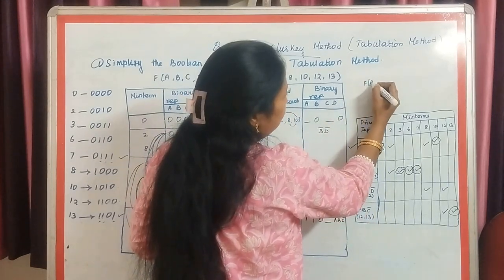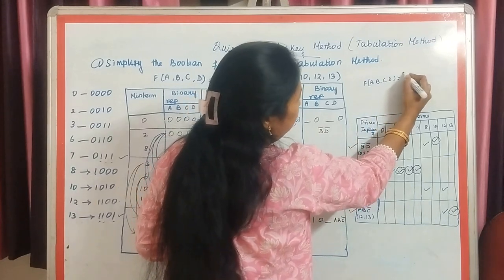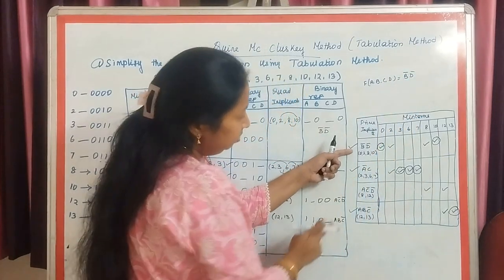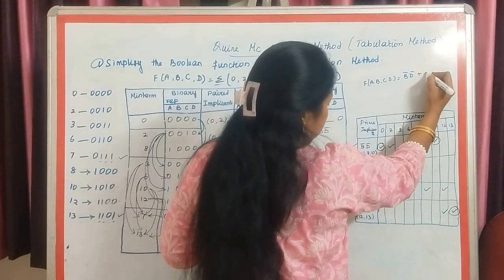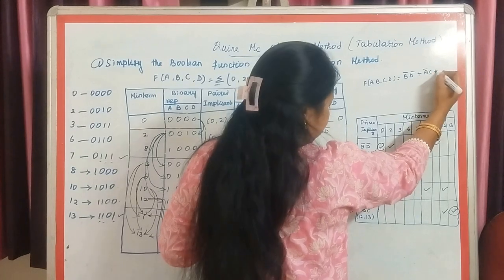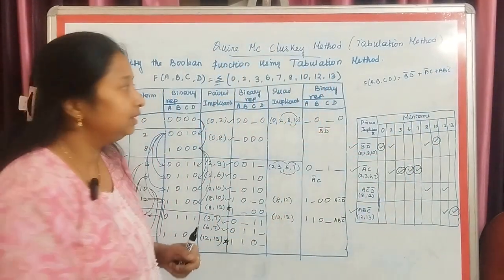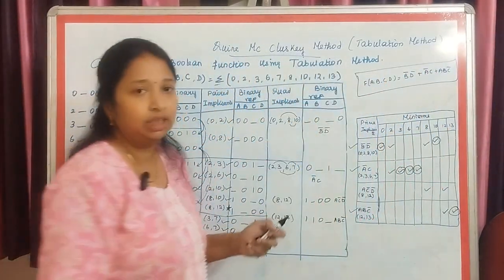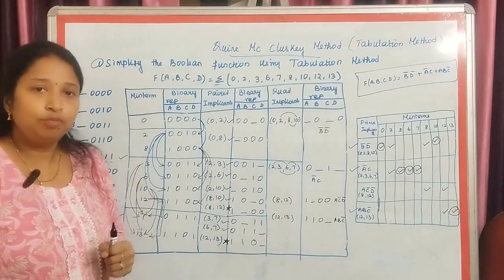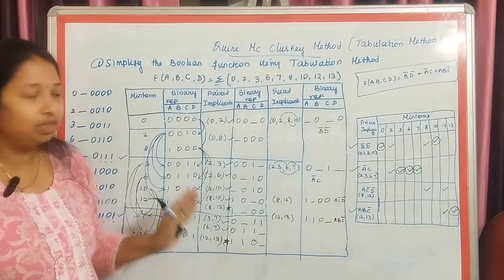F of A, B, C, D is equal to B bar D bar. Whatever terms I have put a tick mark, I'll be taking only those terms. Right? B bar D bar plus A bar C plus A B C bar. This is my final expression, the simplified Boolean expression for the given Boolean function using the tabulation method. I hope you're clear with the concept.